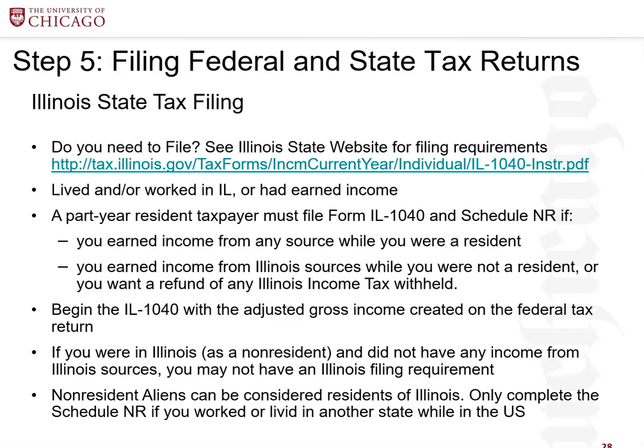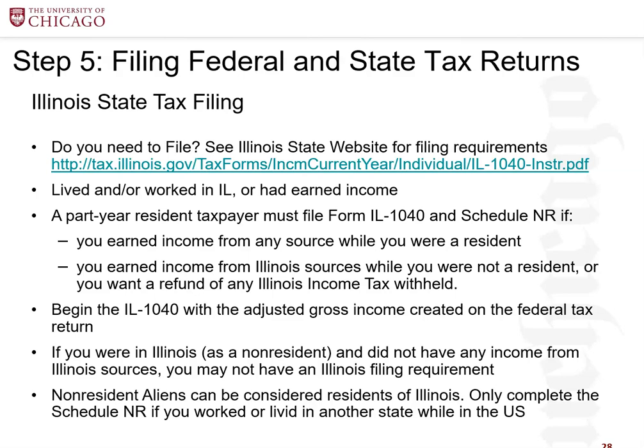The Illinois state tax form references the federal tax form. So when you begin your IL-1040, if you're filing it yourself, you will begin it with the adjusted gross income created on your federal tax return. This is why it's a great idea to complete that federal tax return before completing your Illinois state tax return. If you were in Illinois as a non-resident and you did not have any income from Illinois sources, you may not have an Illinois filing requirement.